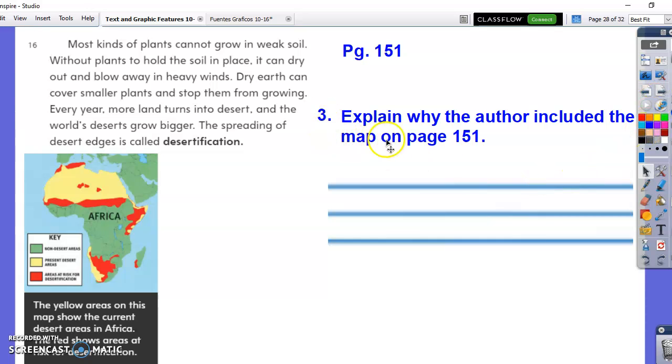On this page, explain why the author included the map on page 151. This I went over in yesterday's video, but why? You have to read the text and understand what they're explaining in the text to understand why the map's included. But basically the map is included to help the reader understand the text. But also, more specifically, to see what in the map. What are we supposed to be looking at?